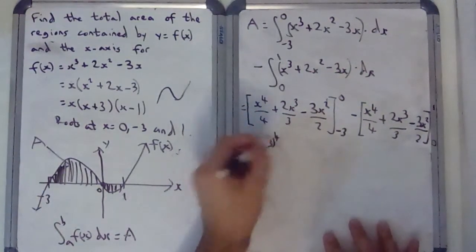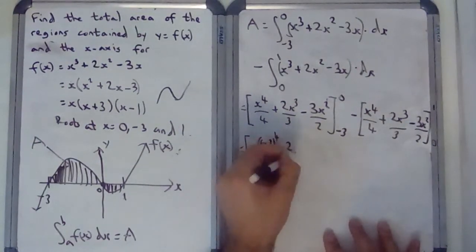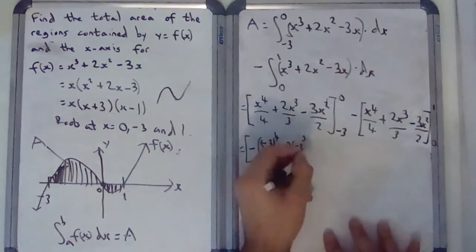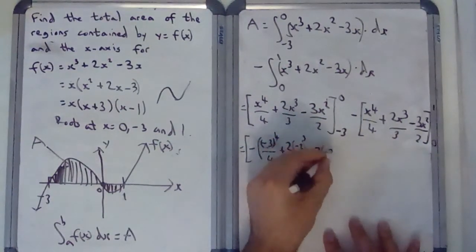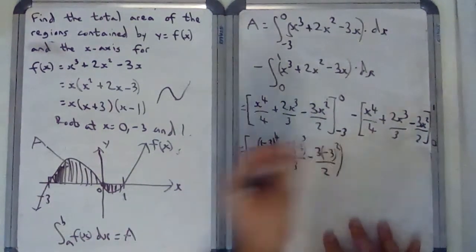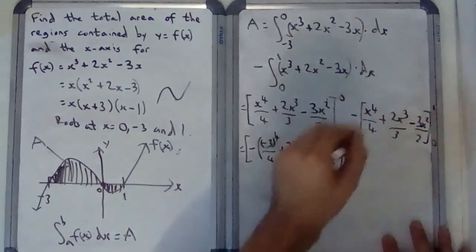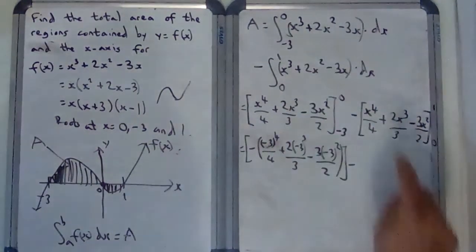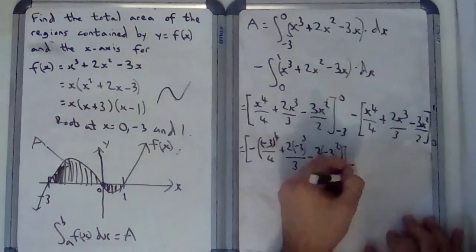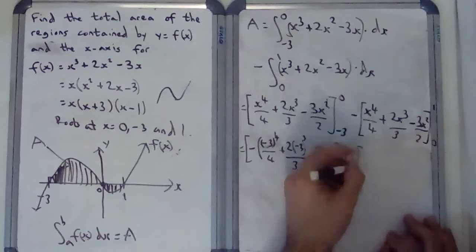so it will be minus 3 to the 4 over 4 plus 2 times minus 3 cubed over 3 minus 3 times minus 3 squared over 2, so all of that. And then we subtract, we're taking away all of this, and we're just going to put 1 into this, which should be a lot easier, hopefully. And then we're just going to take away 0, so I don't really need much of that.